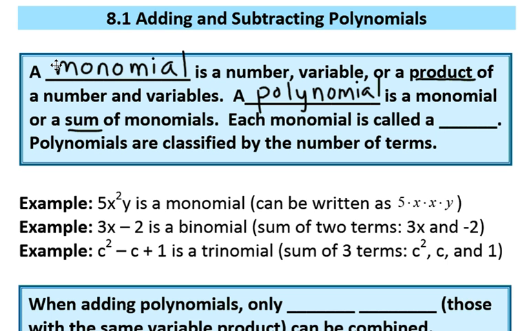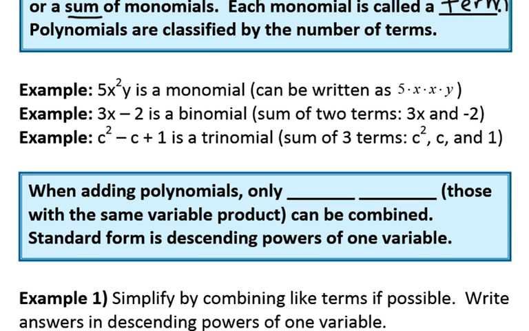So each monomial, if I just have one, is called a term. If I have a string of terms, then that's called a polynomial. For example, if I just have 5x squared y, you see there's no addition or subtraction there, so that's called a monomial, meaning one term. Then if I put in addition or subtraction, so now I have 3x minus 2, those are two different monomials that are being subtracted. That's called a binomial. You can see the root word there, bi, meaning 2. So that is 2 terms.